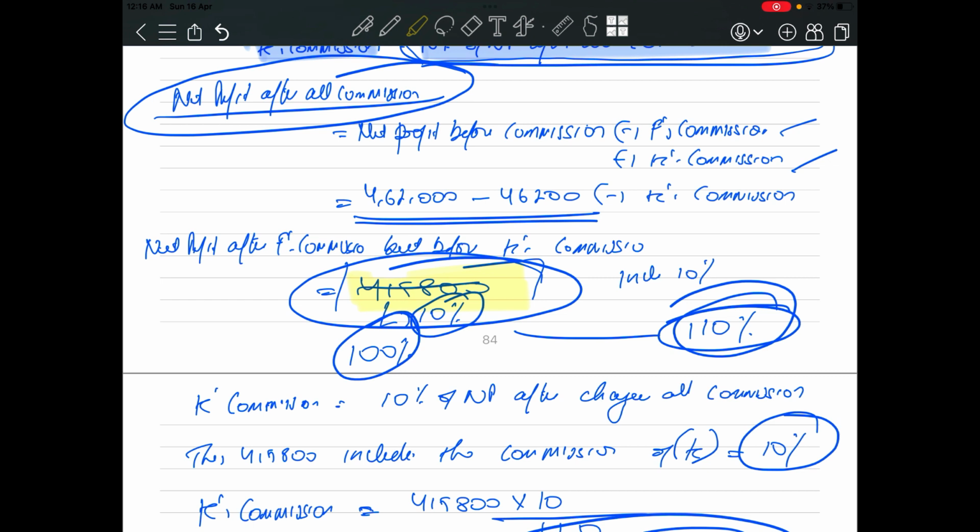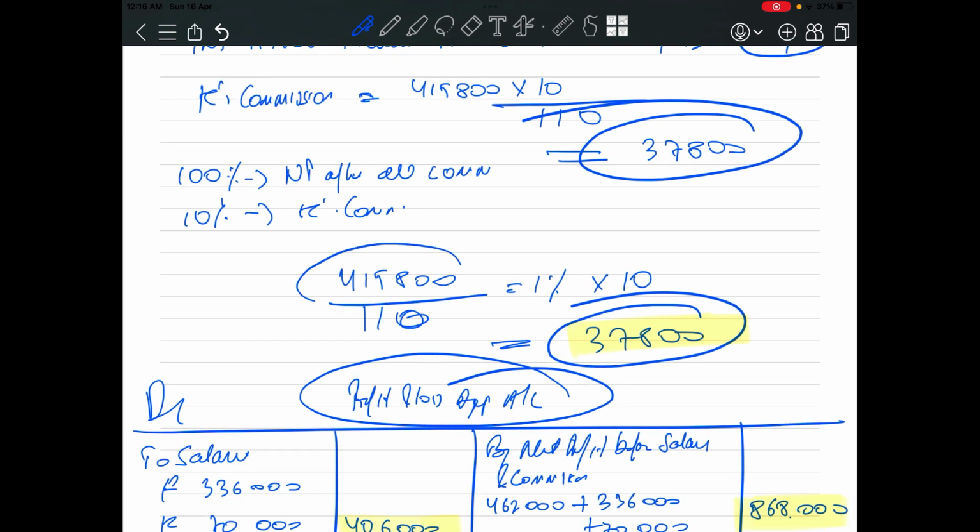Which simply means that this figure includes K's commission also. So if K's commission is 10%, this will be 110%. Simple. 10% of the commission and 100% of the profit. So how did I take out 10%? If this is the amount, if I divide by 110, I will get the 1%, and if I multiply by 10, I will get the commission amount of K.